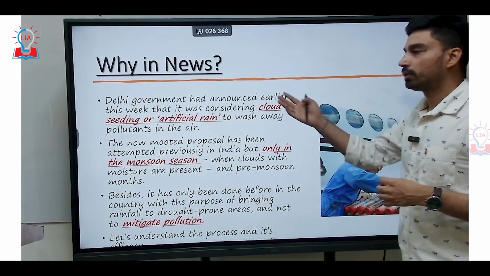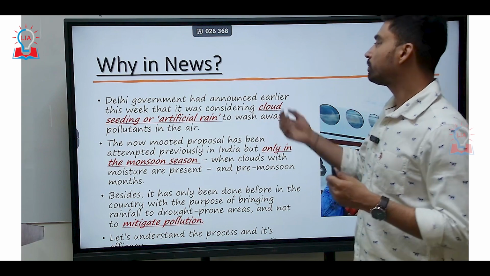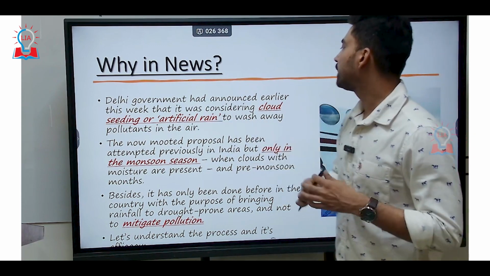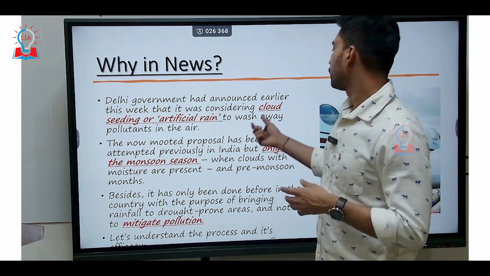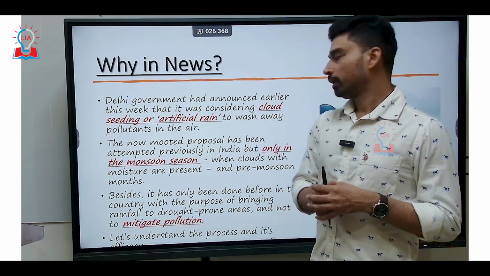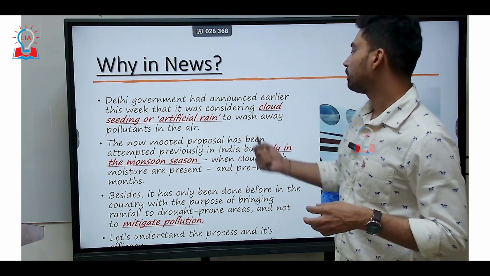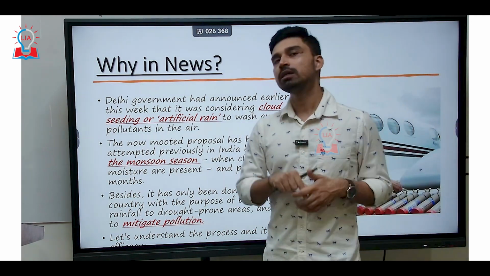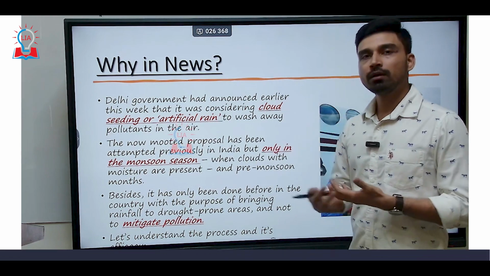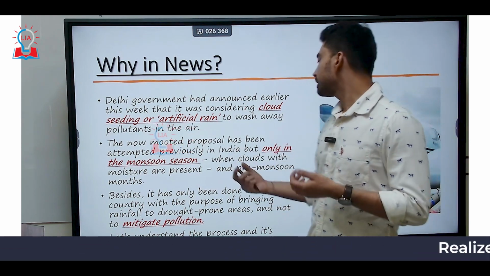First of all, the reason why it is news, as we have discussed, is that the Delhi government announced earlier this week that it was considering cloud seeding, also referred to as artificial rain, to wash away pollutants in the air. The now-mooted proposal has been attempted previously in India, but only during the monsoon season. Now this is the winter season, where the cloud density is much lower.